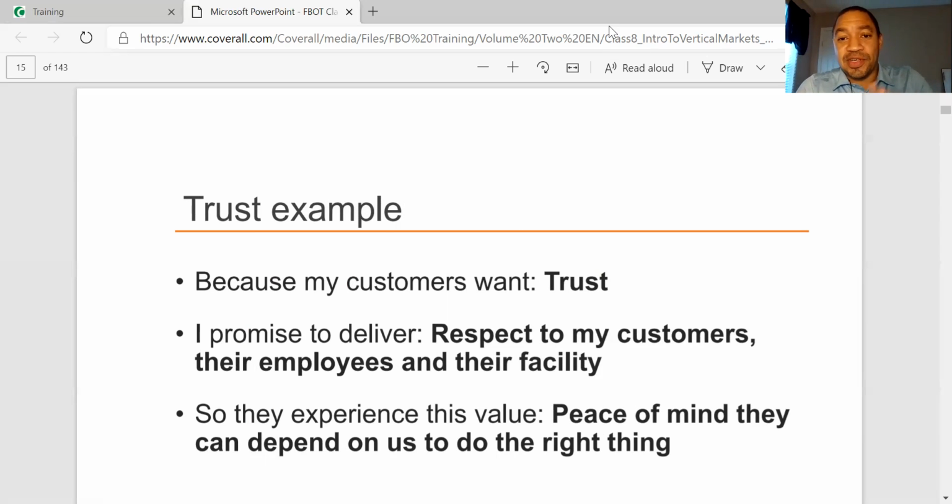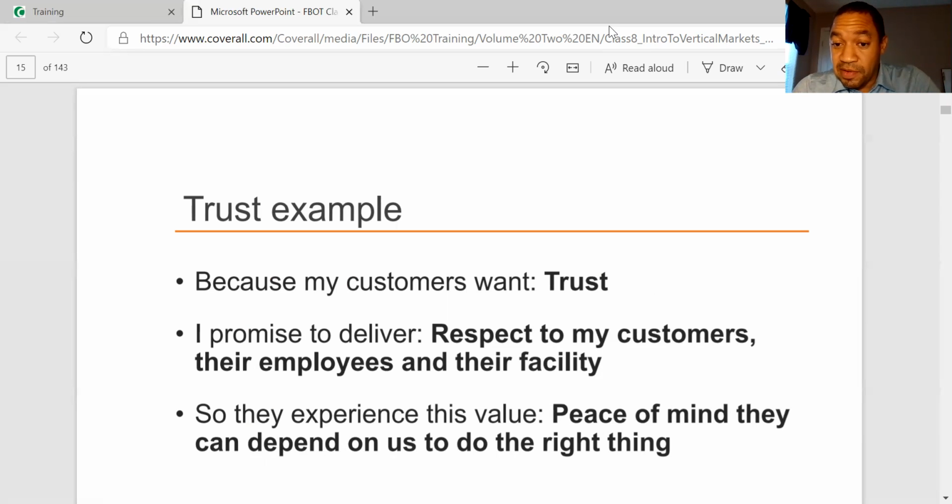An example of trust. So trust goes like this. Because your customers want trust, and we promise to deliver respect to your customers and their employees and their facility, because you never know who you may be talking to inside a facility, right? You think you're talking to somebody just walking in, it could be the president or CEO of the company, but you should treat everybody like that anyway, because people deserve to be treated with respect. Because to get respect is to give respect.